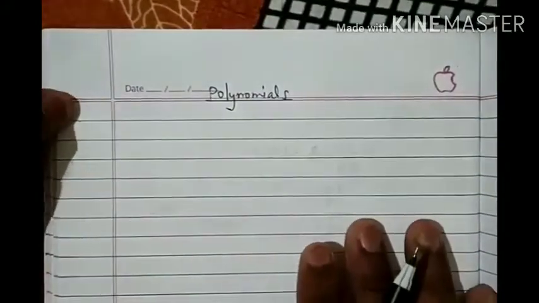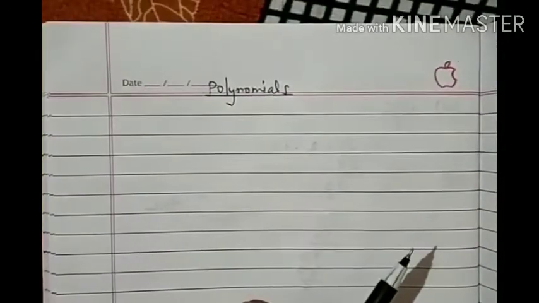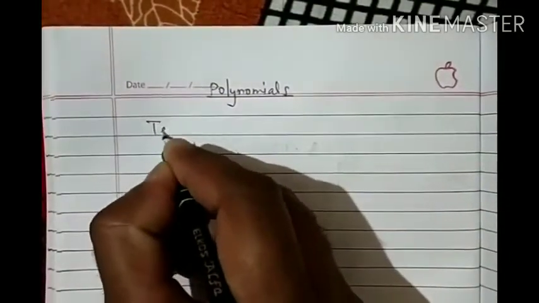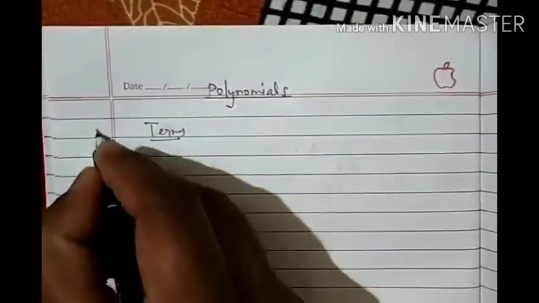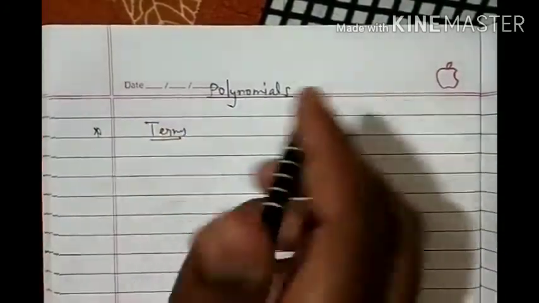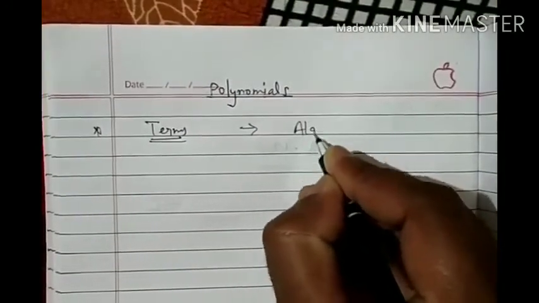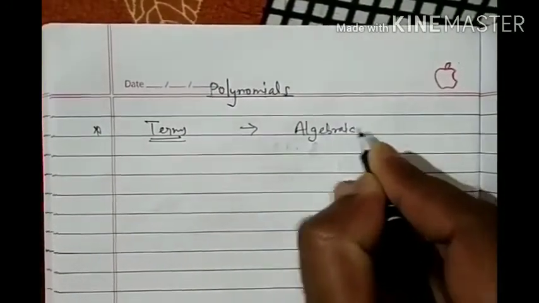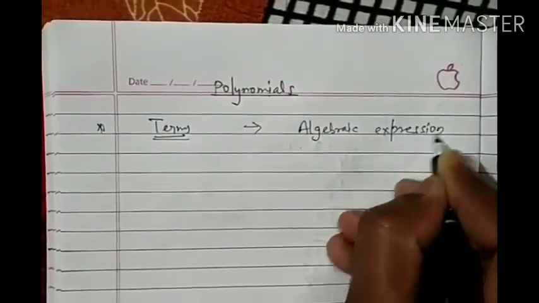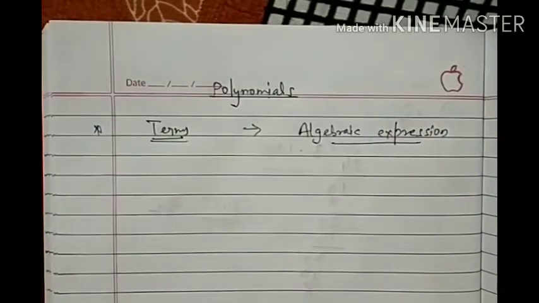Polynomials. What are basically polynomials? So before starting on with polynomials, we will first start on with terms. What are terms? Mainly, what are polynomials? So polynomials are basically terms, and when we come across terms, we get to know algebraic expression. Here we start on with polynomials, algebraic expression, and we all know that what is algebraic expression?